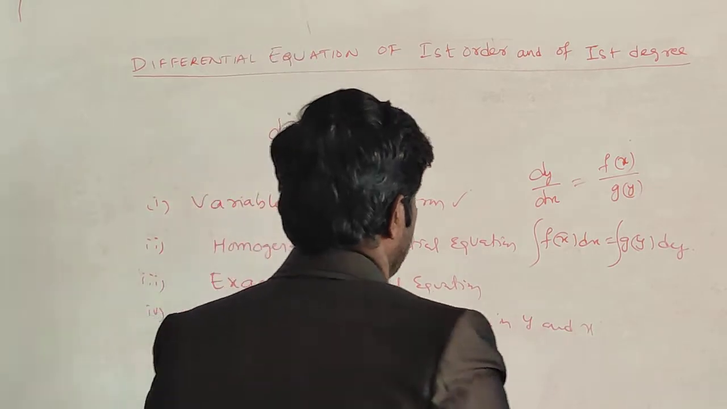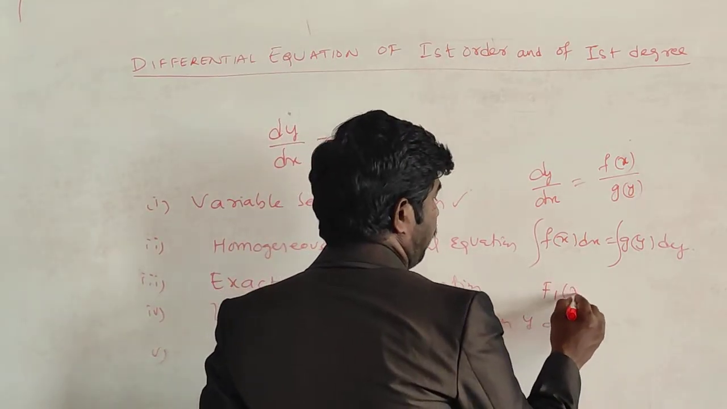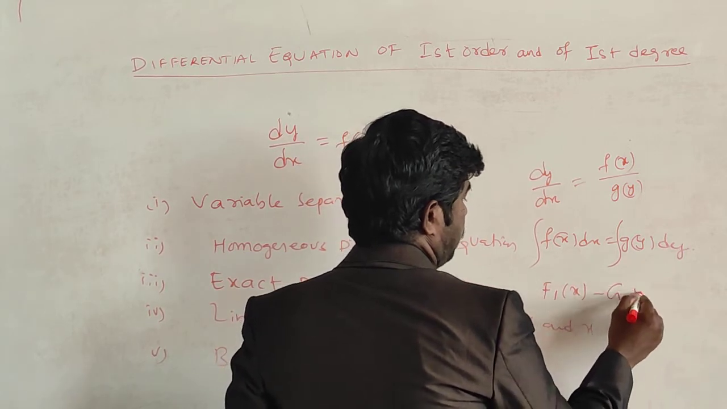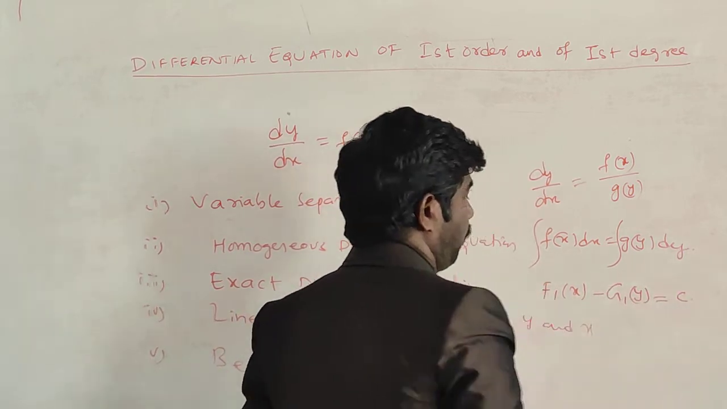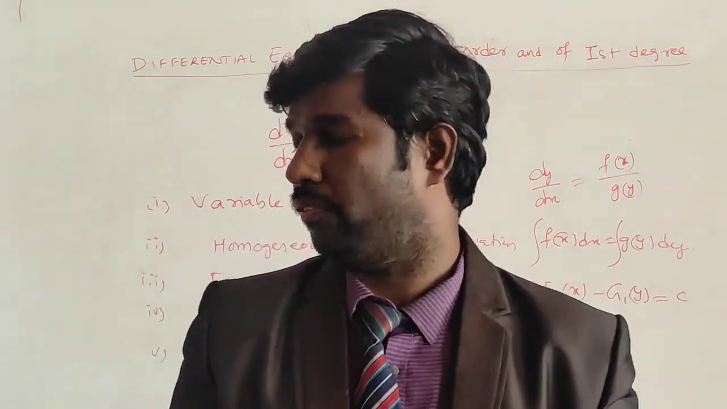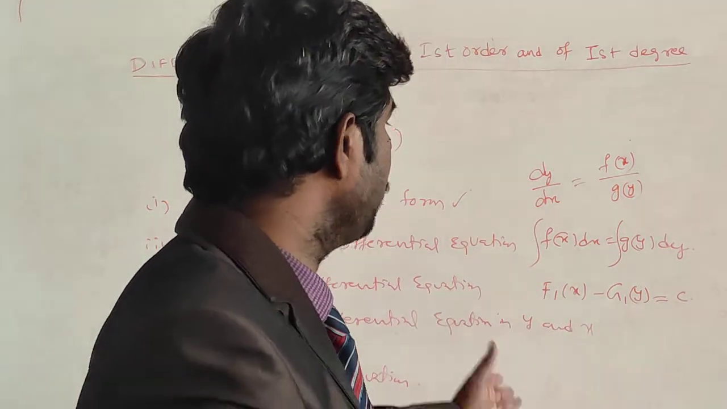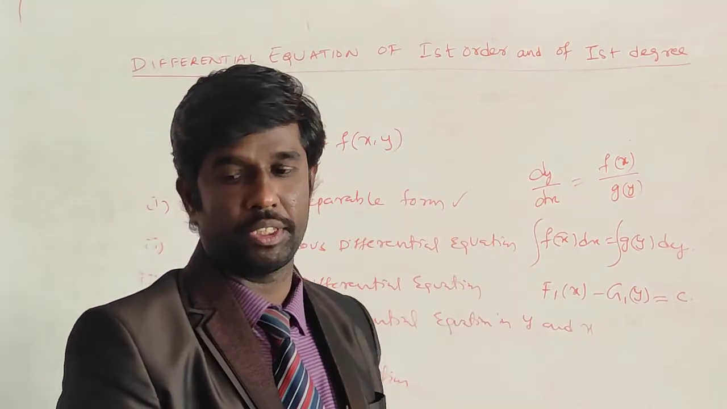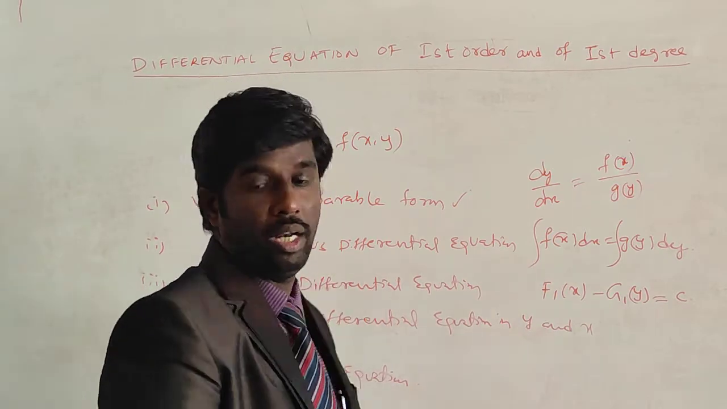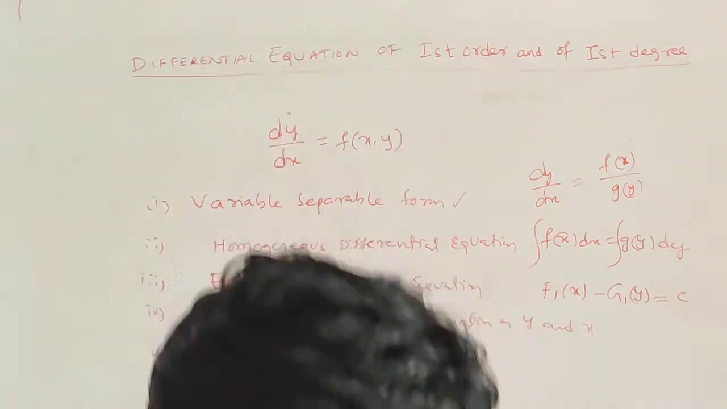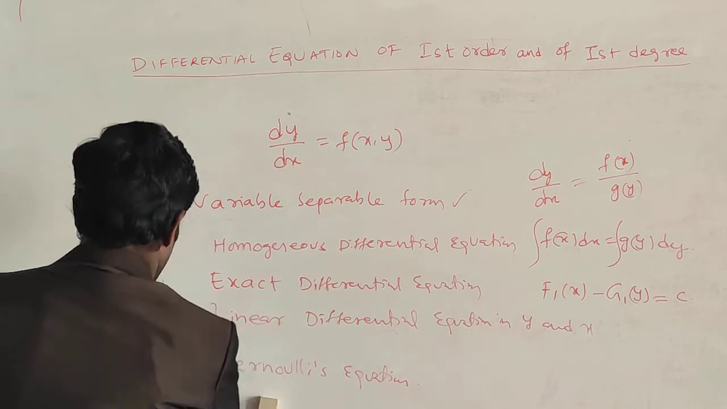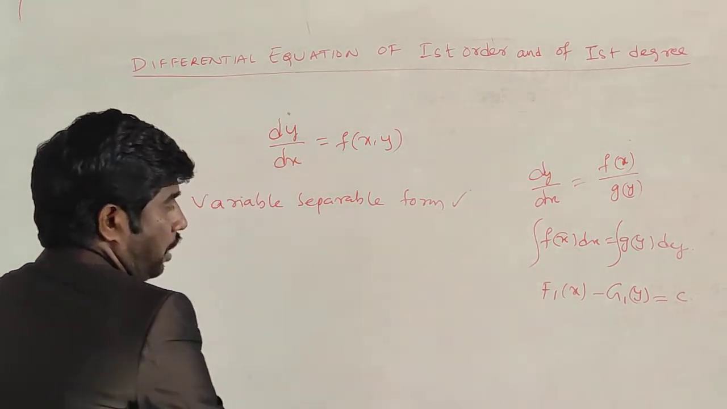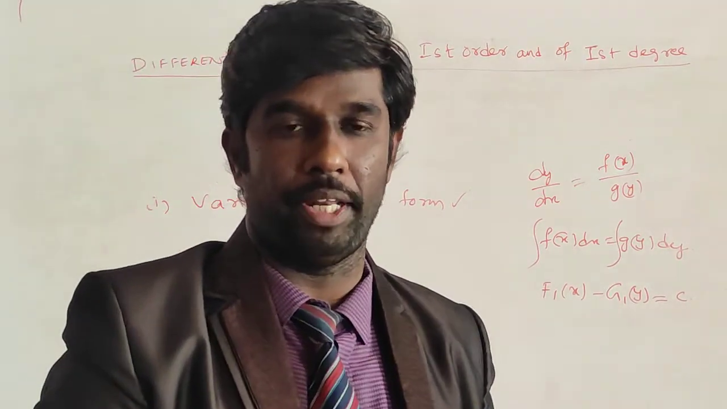So the resultant is some function of x minus g1 of y equal to some constant c, where c is an arbitrary constant. So this is the general solution for the first order first degree differential equation by using the variable separable form. Now let's see one or two problems on variable separable form.